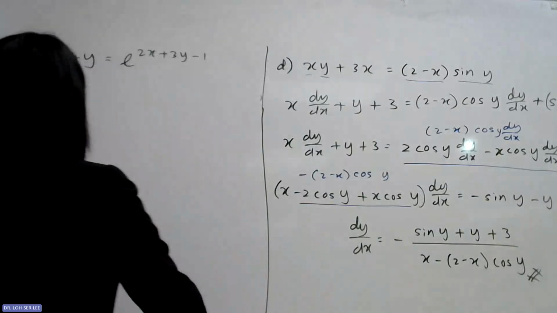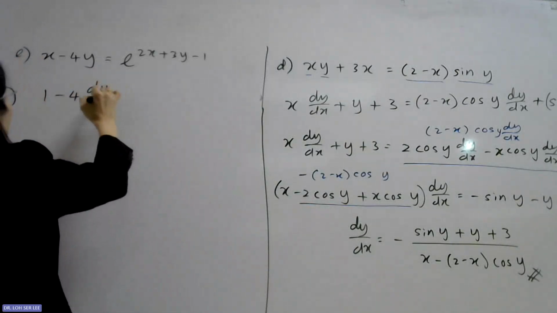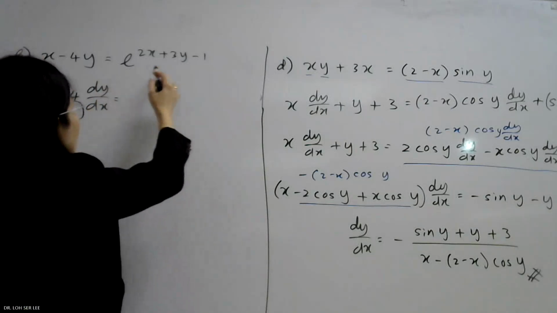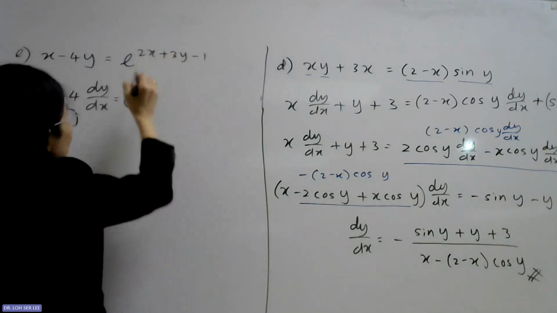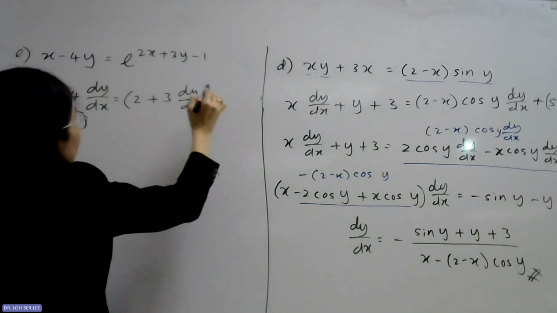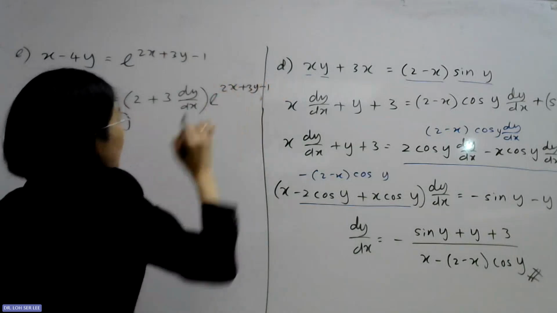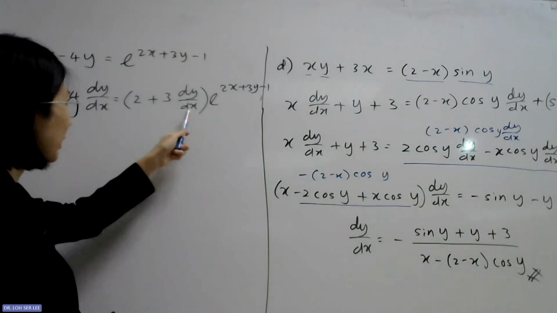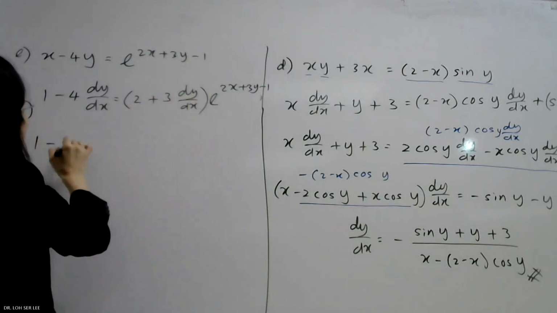Next, you get 1 minus 4y, you get minus 4, and then the dy/dx. Exponential function, you have to differentiate this one. So when you differentiate this, you get 2 plus 3 dy/dx, and then 0, e^(2x+3y) minus 1. Then expand, because your dy/dx is inside this bracket. Expand.